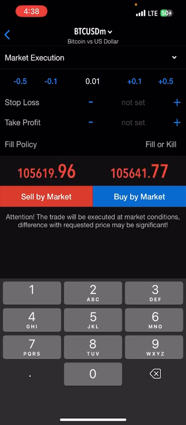There's market execution, or instant execution. Of course, there's also pending orders. So for market execution, you are basically buying now or selling now.